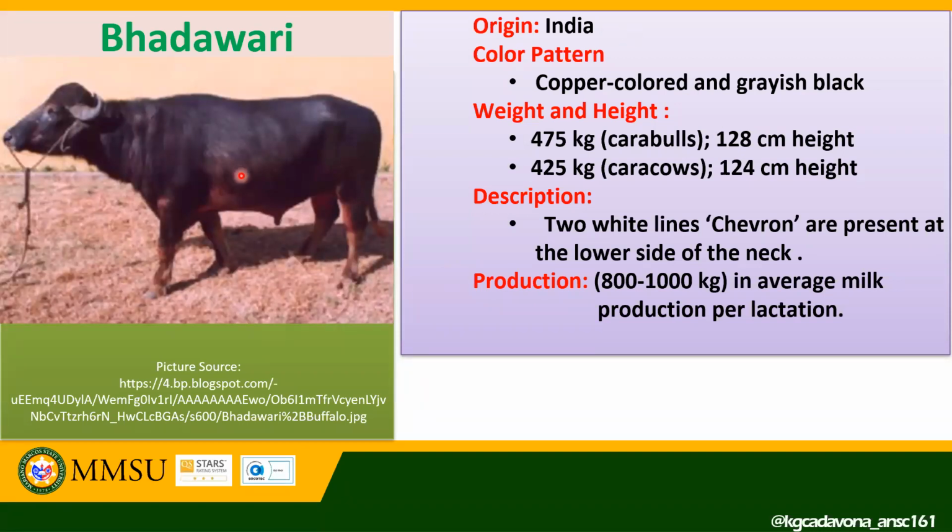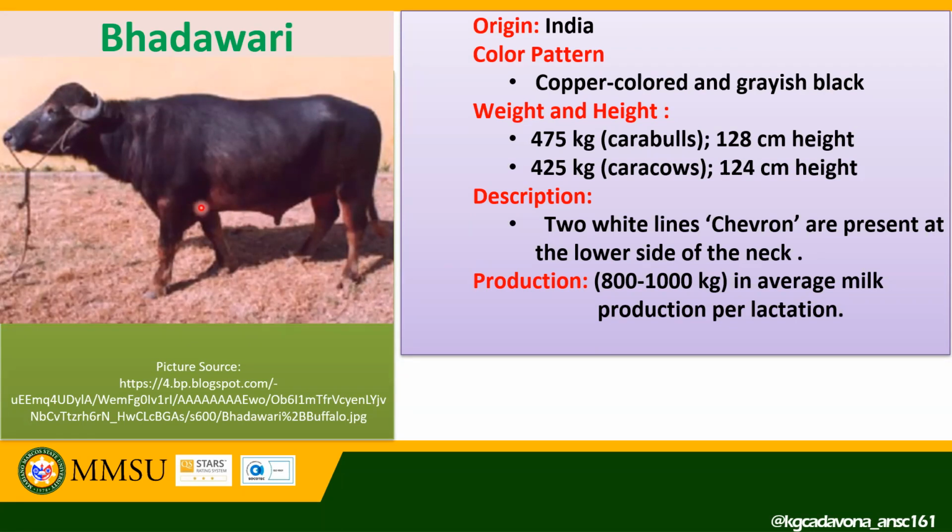So as for the body, as you can see, the body is medium size and wedge shape. Yung head niya is comparatively small. The legs are short and stout, and then the hooves are black. Yung hindquarters niya are uniform and higher than the forequarter. Then the body of this breed is usually light or copper colored and grayish black. So this is a peculiarity of this breed.